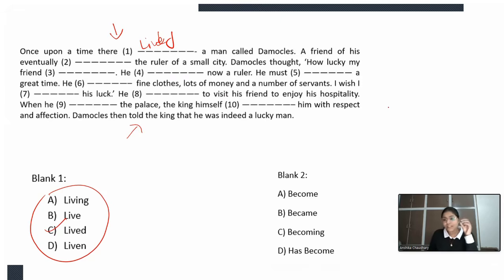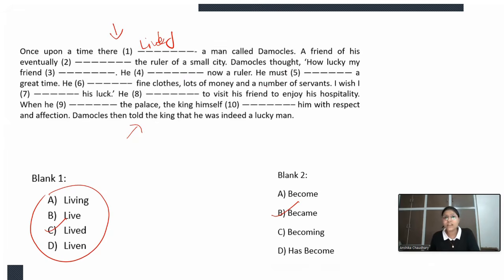Again, as we are talking about past, we will be using parallelism, right? Because we are talking about past. Previously, we have used the past form of the verb. So here again, we will be using the past form of the verb, and this is called parallelism. So became will be the second option, for blank two.